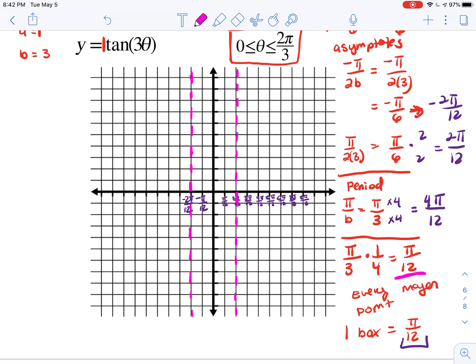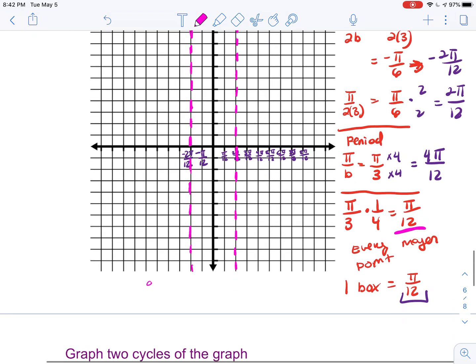Now, every major point that we plot is going to be pi over 12 units away from each other. Since each box is equal to that, that means each one of these lines is going to represent a major point. So what is the pattern? It's asymptote, negative A, 0, positive A, asymptote. So let's label this axis because we actually haven't yet. Let's give each box a value of 1. So that's 1, 2, 3, and negative 1, negative 2, negative 3.